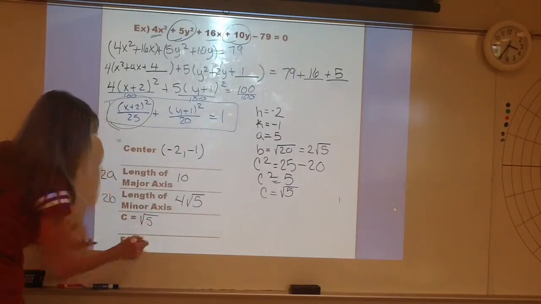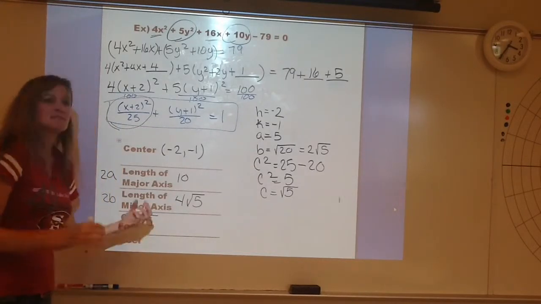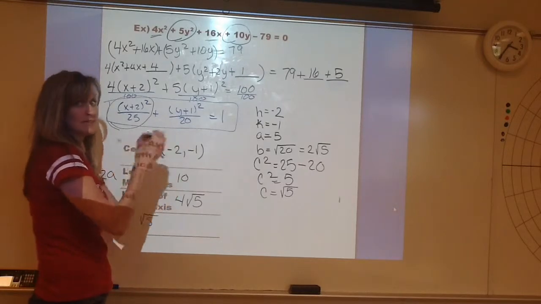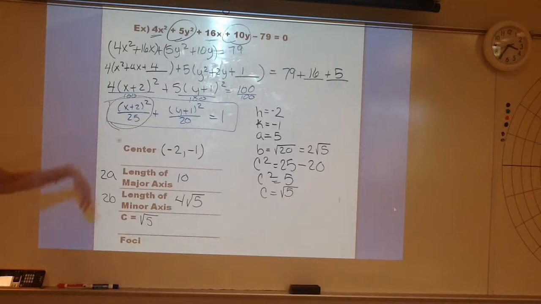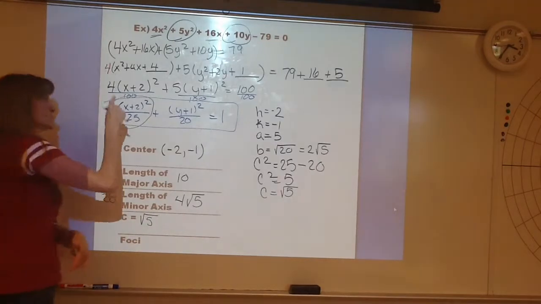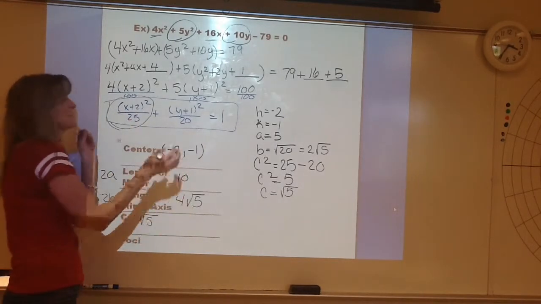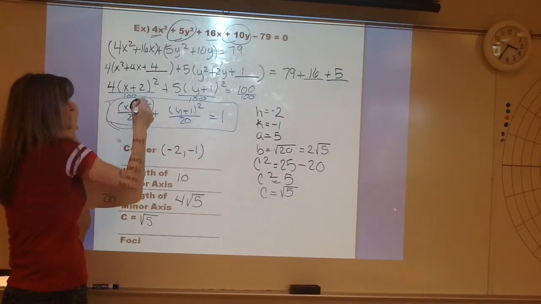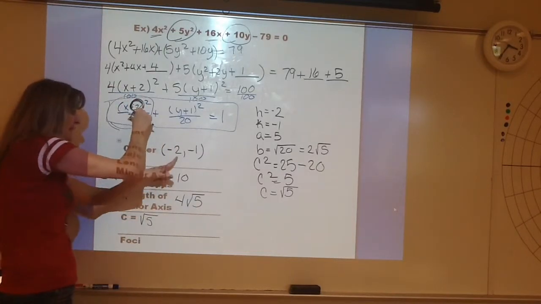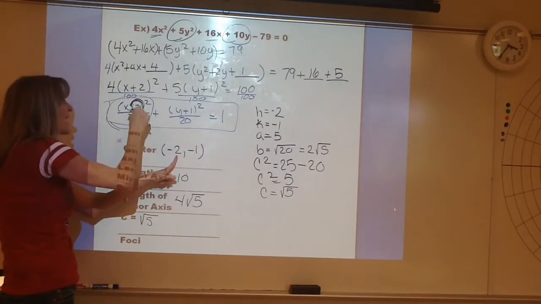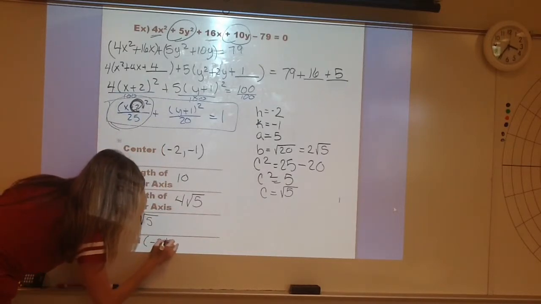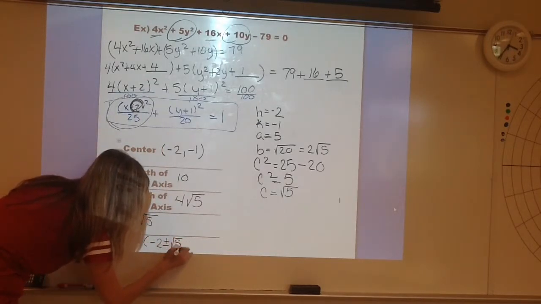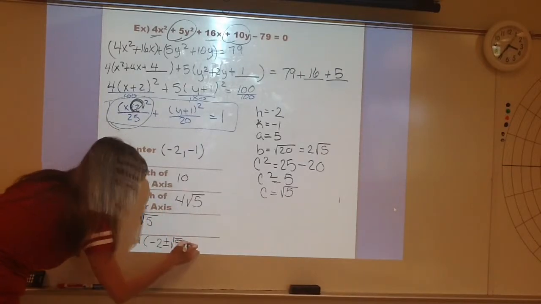The reason why I need to know that is it is the distance on my major axis from the center on the left and the right, or up and down, depending on where my major axis is. Where's my major axis? My major axis is right here, so along the x. So the c is affecting that -2. That's who's getting added and subtracted. So it's going to be -2 plus or minus the square root of 5, and -1.